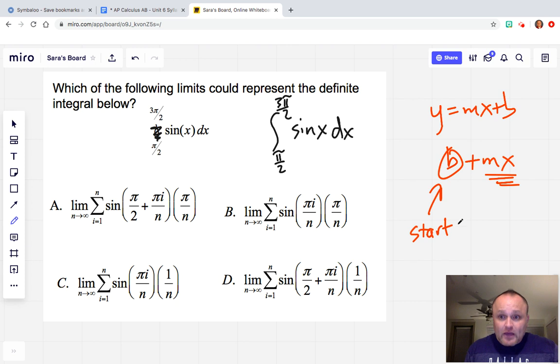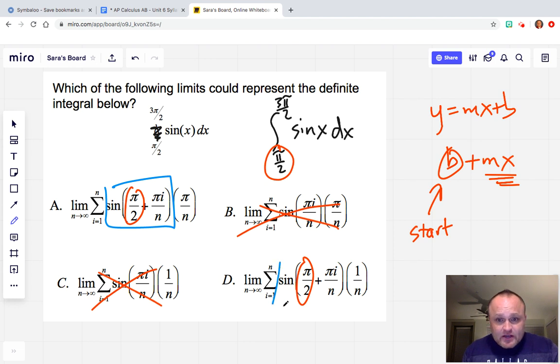Your lower bound is what this b is representing. So you're going to start at pi over 2. And notice this one shows a starting value at pi over 2, as well as D does. These don't show that starting value, so you know it's not going to be those. Okay, so starting at pi over 2, the function is sine of x. All of that is sine of x. Okay, and that's what you see here.